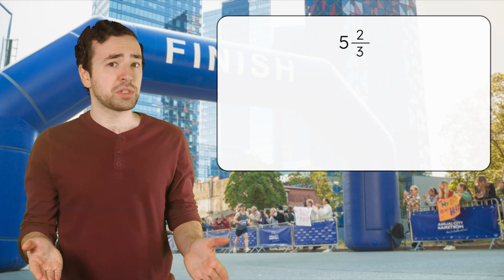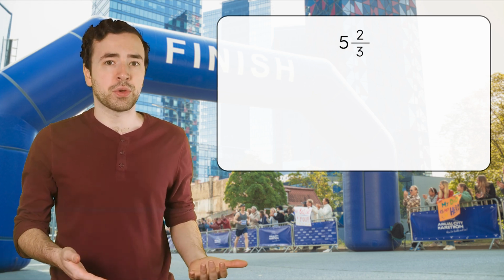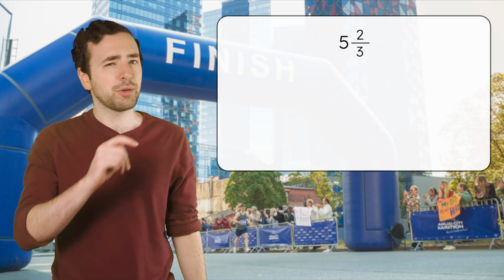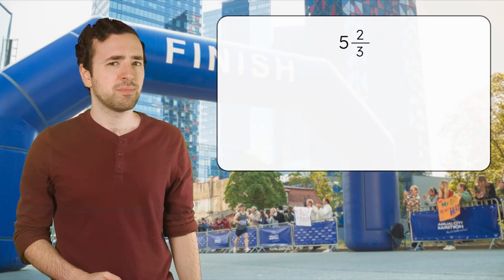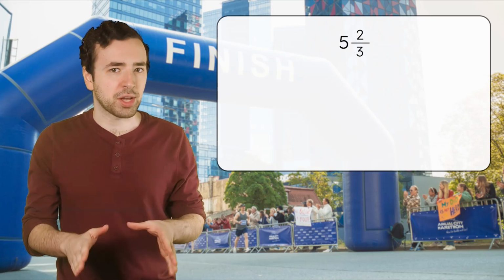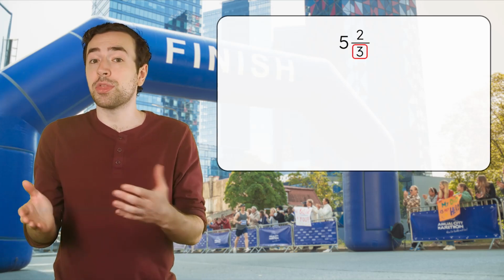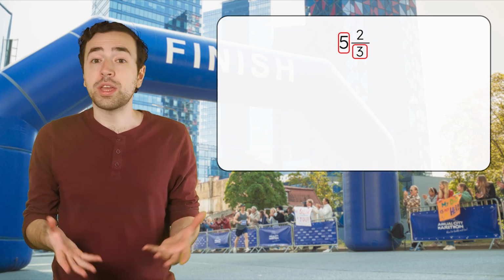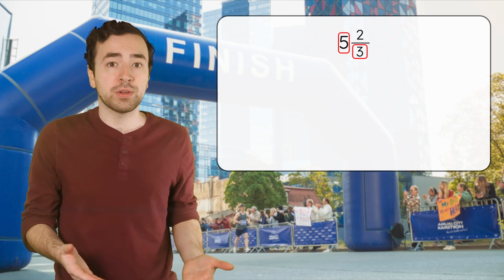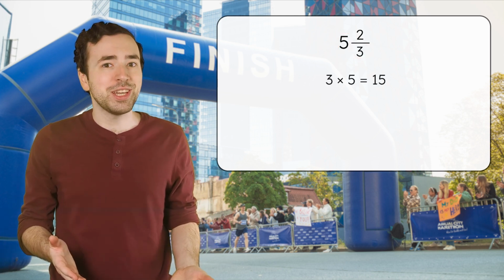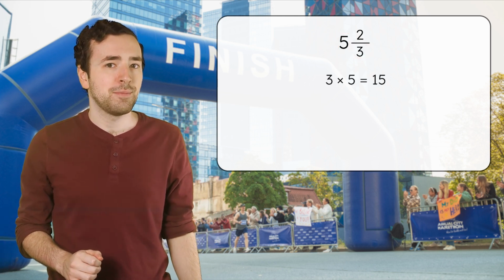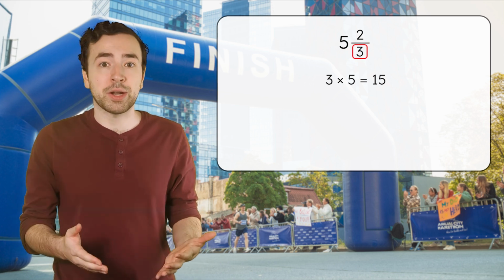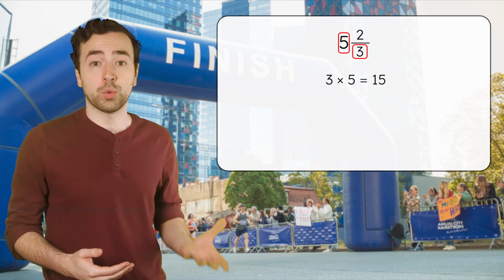So how can we convert a mixed number like 5 2/3 into an improper fraction without using a visual model? Think about what we just discovered. Each whole is split into 3 parts, and we have 5 whole groups. We can figure out the number of thirds in our whole number by multiplying 3 times 5, which equals 15 thirds. That's the same as multiplying the denominator by the number of whole groups.